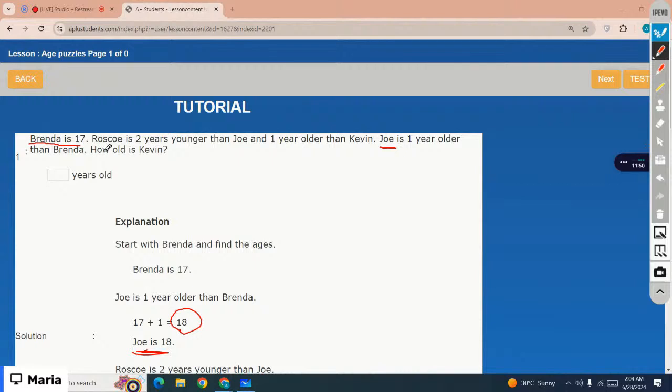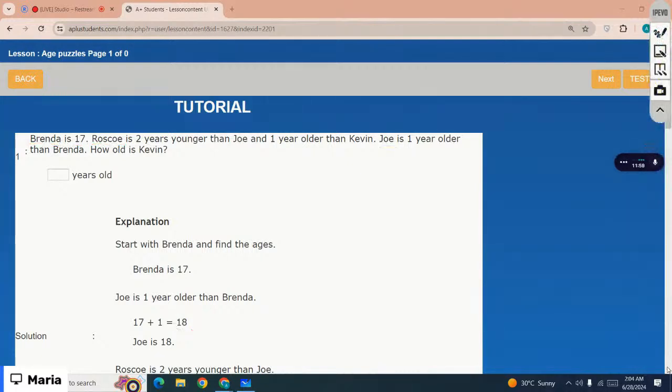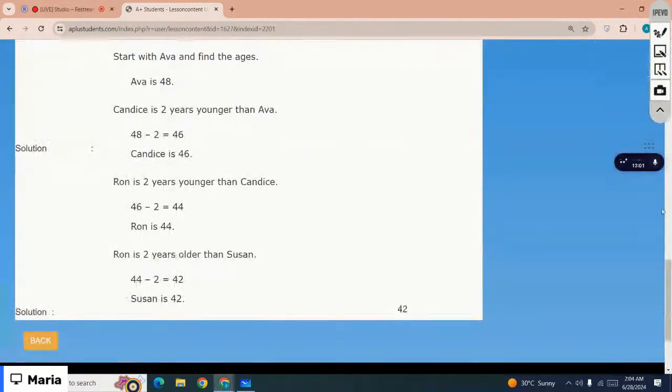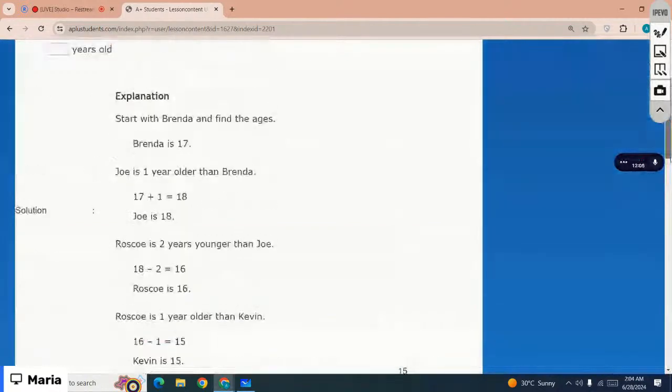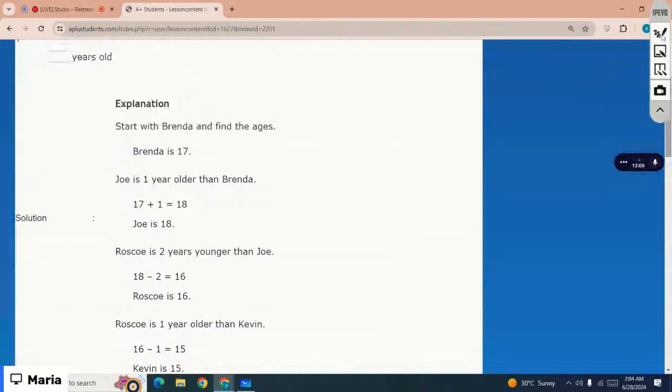Now, Roscoe is 2 years younger than Joe. You can find the age of Roscoe. Subtract 2 out of Joe's age, right? So 18 minus 2 is 16. And the last one is Kevin is 1 year younger than Roscoe. So subtract one out of Roscoe's age and you will find Kevin's age. That means 15 years. Right? The correct option is 15.